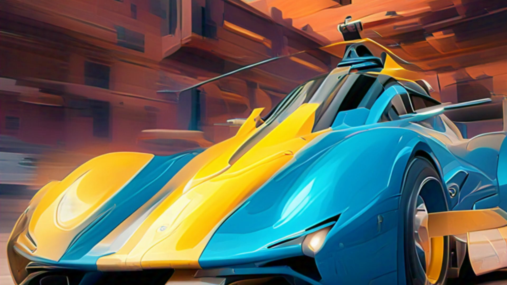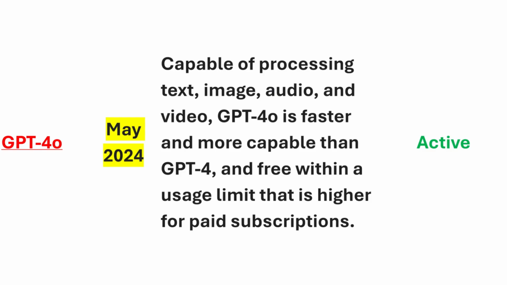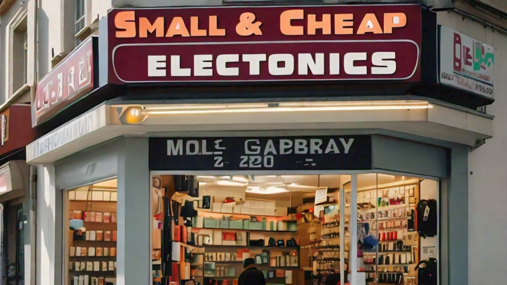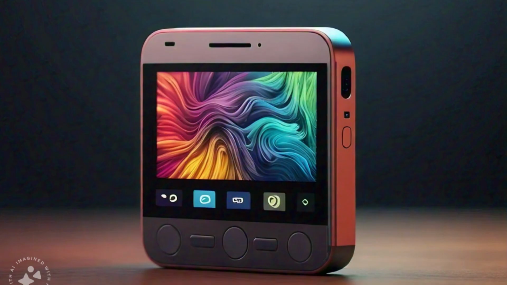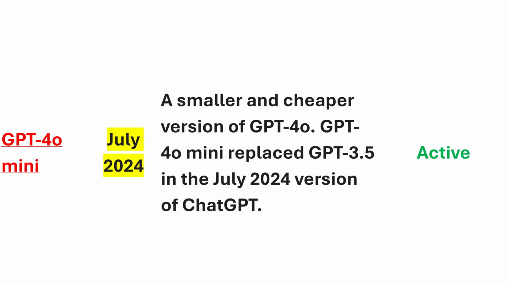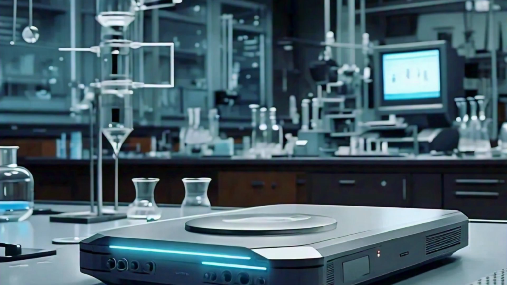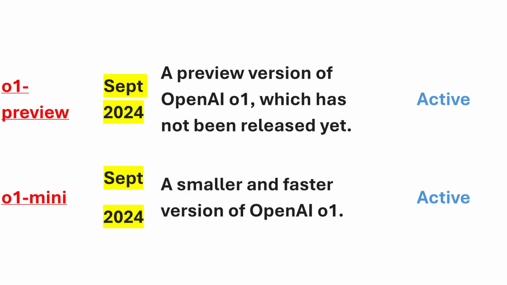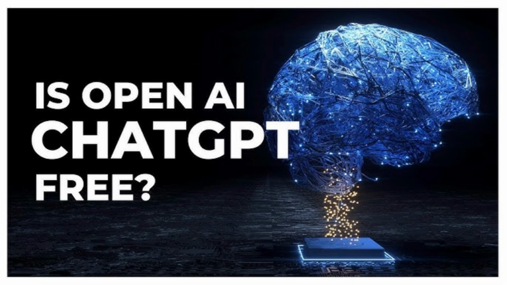Later, a faster and more powerful version, GPT-4o, was created. It can understand text, images, audio, and video, and is available for free within a usage limit, with higher limits for paid users. A smaller, cheaper version, GPT-4o Mini, replaced GPT 3.5 in July 2024. By September 2024, OpenAI was preparing to release two new versions, called OpenAI O1 and OpenAI O1 Mini.